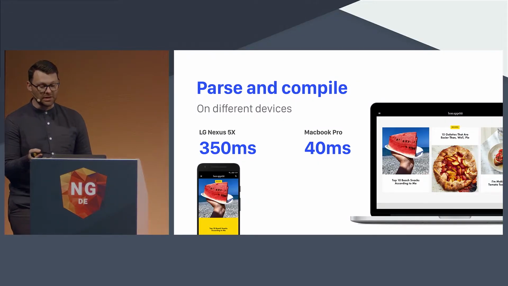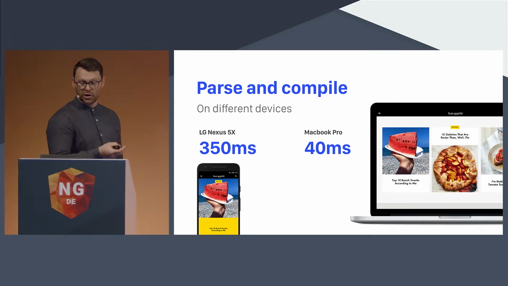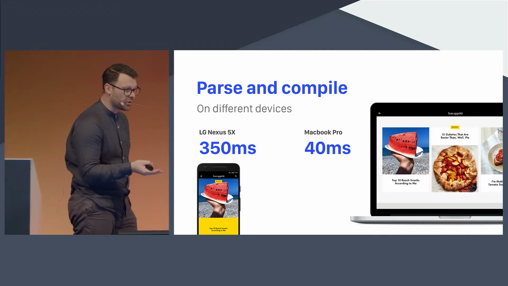So scripts that can be parsed and compiled in 40 milliseconds on a desktop may take up to 350 milliseconds on a slower mobile. So I can't stress the importance enough of actually going and doing this on a proper device. And we're going to cover how we can go through that process a little later on.